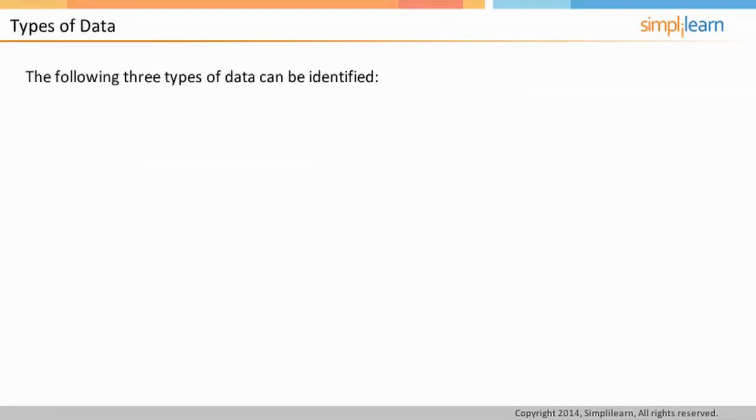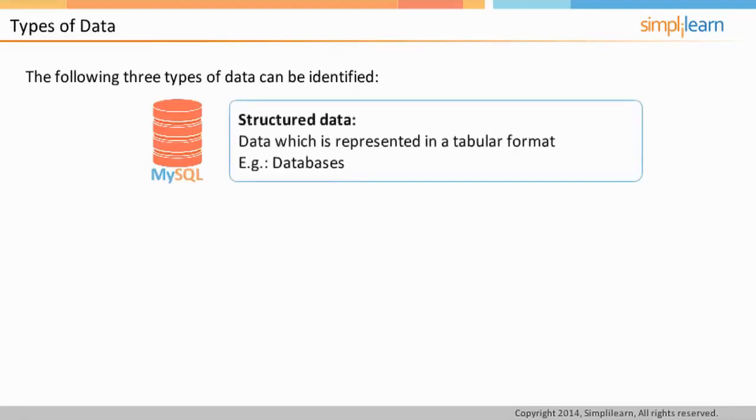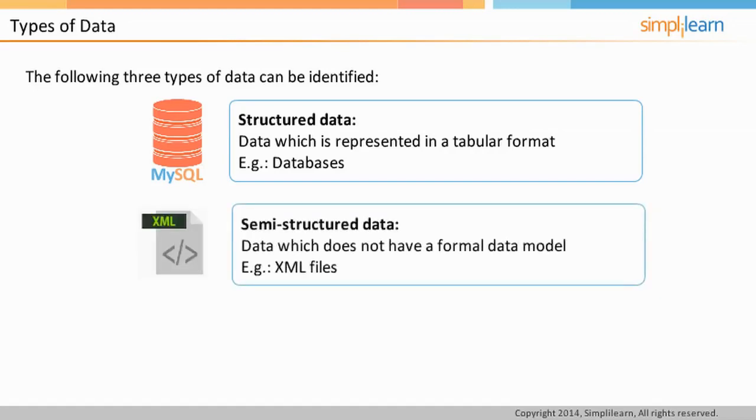Data can be identified as one of three primary types. The first is structured data, which can be represented in a tabular format and stored in relational databases like MySQL, Oracle Database, DB2, and so on. The second is semi-structured data, which does not have a formal data model, though it may have some semblance of a structure. For example, XML files represent semi-structured data.